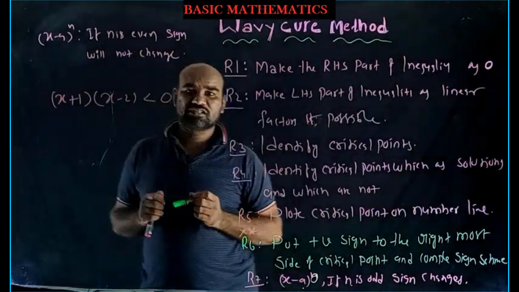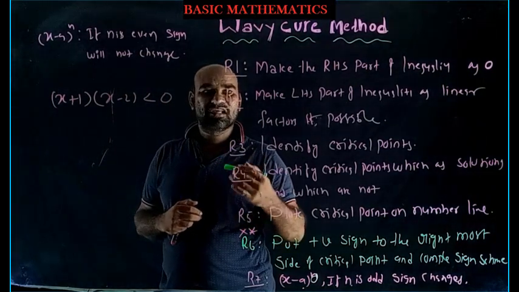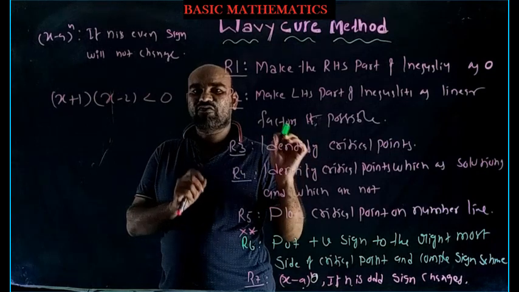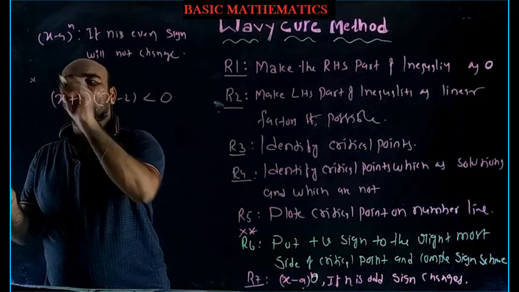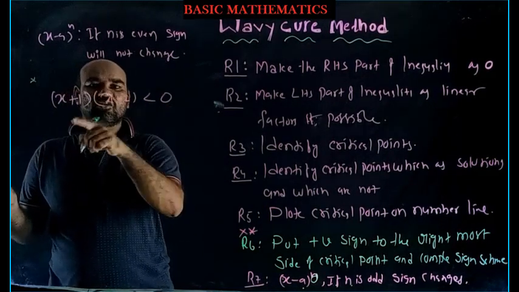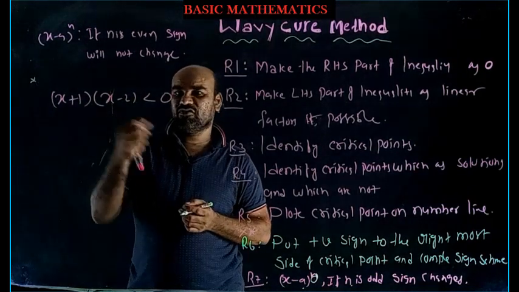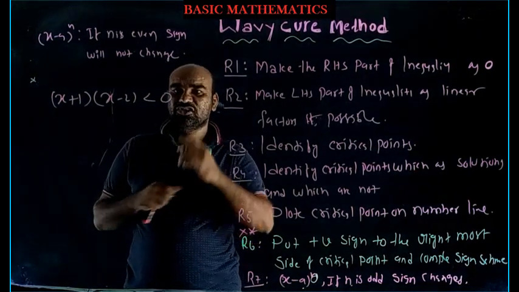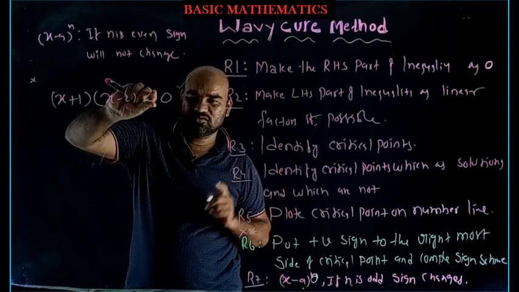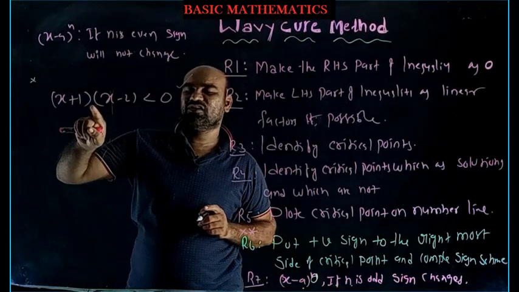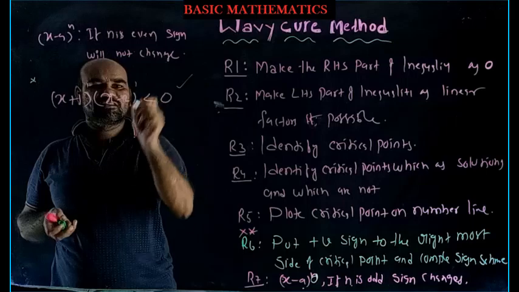Listen, important, students: only while practicing problems will you get clarity on this method. We already did this problem using the general method, a into b less than 0, by taking two cases. Now I want to solve this problem using the Wavy Curve method. Initially, this problem is in standard form because the right-hand side of the inequality is 0. The LHS factors are all linear, here exponent 1, here exponent 1.